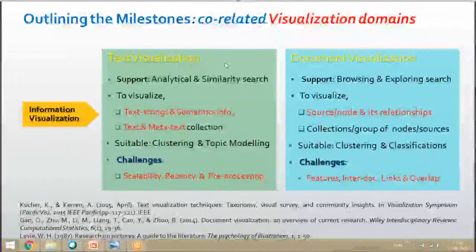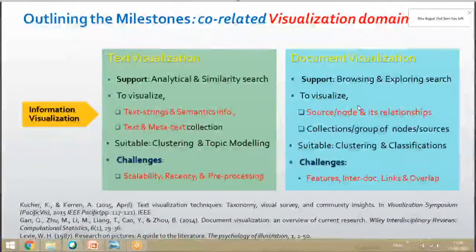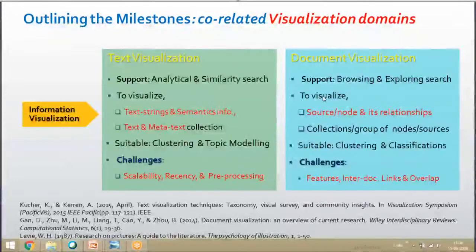These two terms, text visualization and document visualization, are closely related with information visualization. But if you explore the internet, there are various visualization systems available which fall in either the text visualization aspect, or the document visualization aspect, or maybe hybrid, right? There are various systems which visualize two levels of detail. At the top level, they have document visualization. And if you click on a particular document, they might have some kind of text visualization.